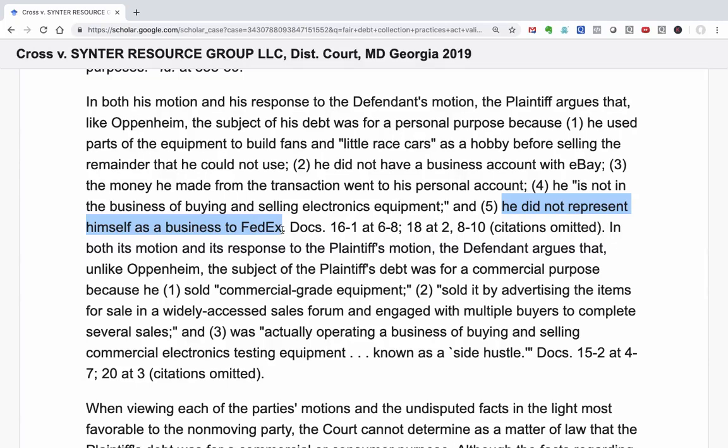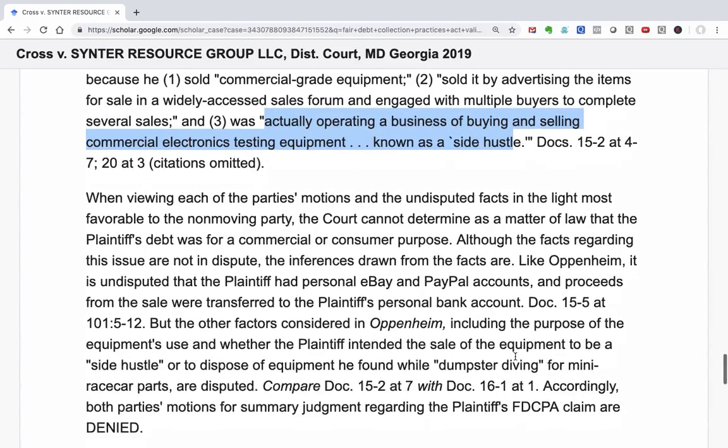And so the plaintiff's saying, see, I'm just like that 11th Circuit case, the Oppenheim case. I'm just like that. Well, what does the defendant say? Defendant says, unlike Oppenheim, the debt was for a commercial purpose because you sold commercial grade equipment. You sold it by advertising the items in a widely accessed sales forum, engaged with multiple buyers to complete several sales, and you were actually operating a business, buying and selling this equipment known as a side hustle. So it's kind of a more recent usage, so you can tell this is a pretty modern case here.